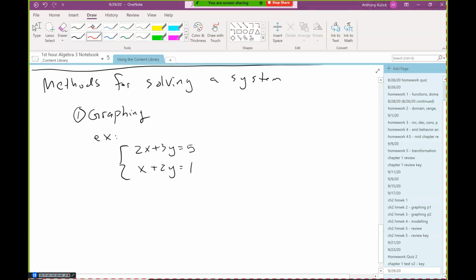Before we start this, let's describe what we're about to do. We're going to graph each one of these two equations on the xy axis. And then if we're looking for an x and a y that are true in both equations, we're looking for a point that lies on both equations at the same time. So what we're looking for is the intersection of the two graphs. Is everybody okay with that idea?